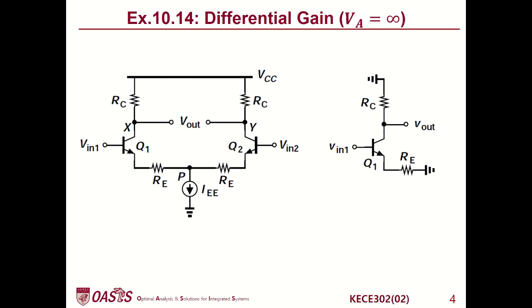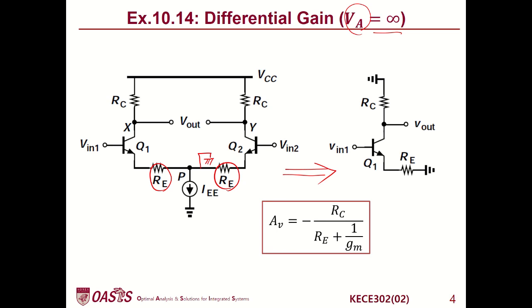In this example, we neglect only the Early effect by making VA equal to infinite. Then we have the same RE between the emitter side of Q1 and the emitter side of Q2. Then we can still assume that the node P is a virtual ground. Then the circuit on the left side is converted into the circuit on the right-hand side.